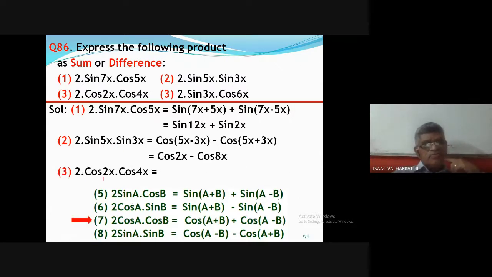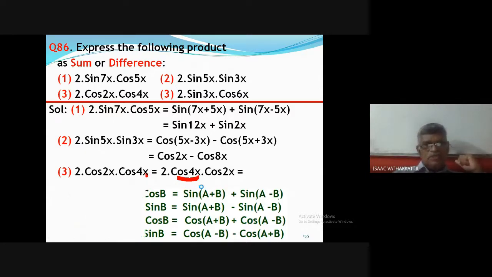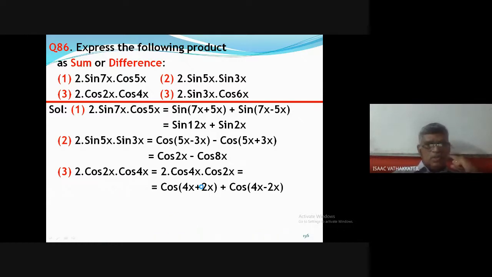Here, 2 cos A cos B is cos A plus B plus cos A minus B. I prefer the bigger angle, cos 6x, first. That avoids many other possible errors and confusion. 2 cos A cos B, cos A plus B is cos 6x plus cos A minus B is cos 2x, so cos 6x plus cos 2x. And the fourth one, not third, fourth.